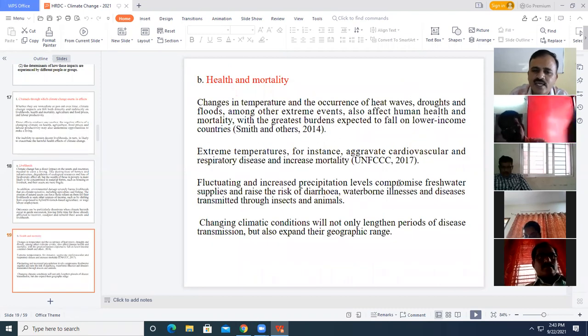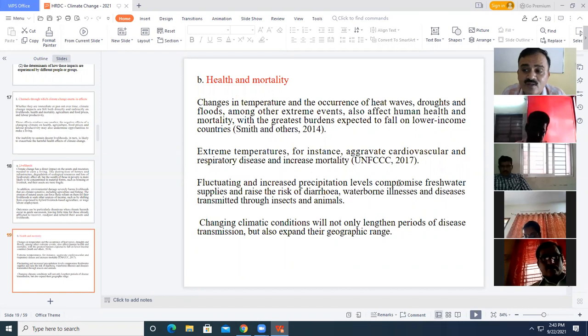Then the second one is health and mortality. That is the second channel through which climate change affects human beings or the countries. The changes in temperature and the occurrence of heat waves, droughts, floods, among other extreme events because of climate change also affect human health and mortality, with the greatest burden expected to fall on lower income countries. Extreme temperatures, for instance, aggravate cardiovascular and respiratory disease and increase mortality. This is the study by UNFCCC in 2017.